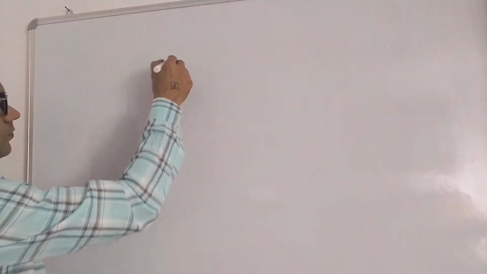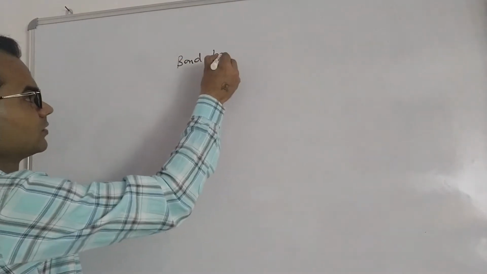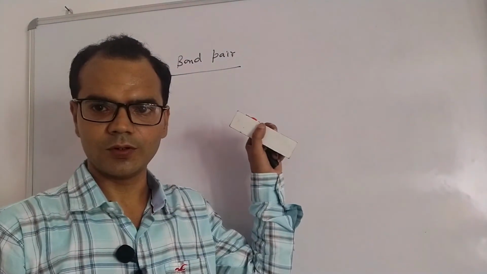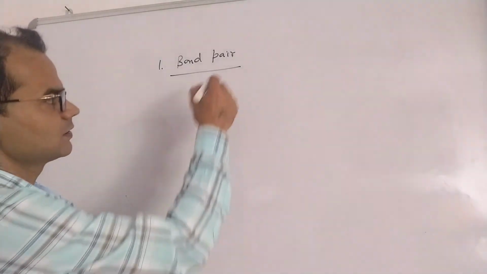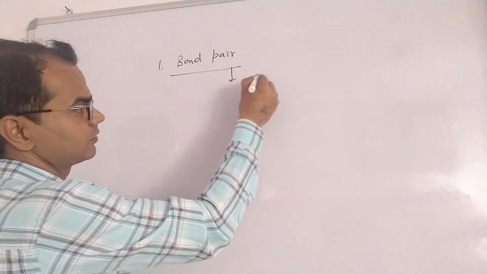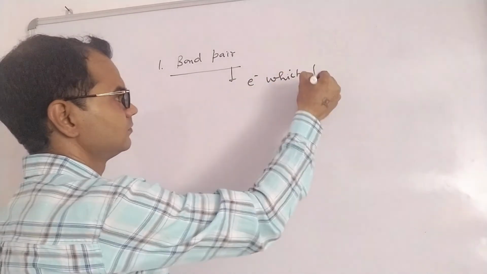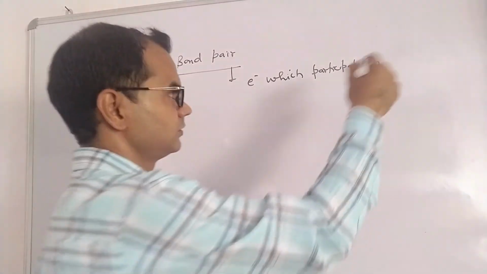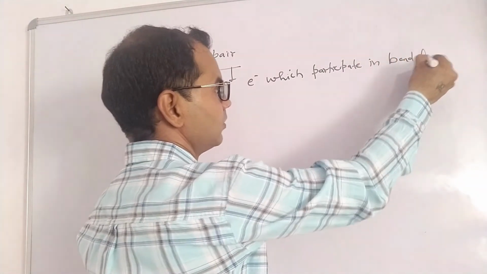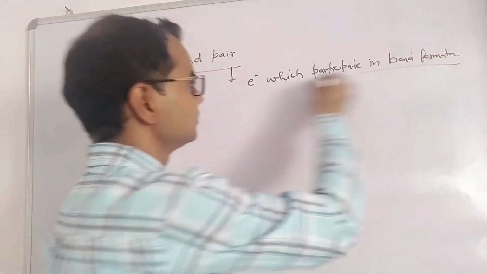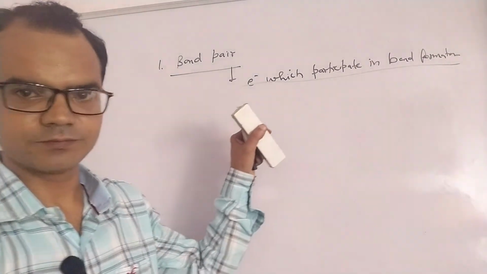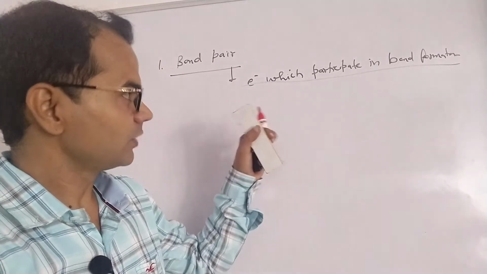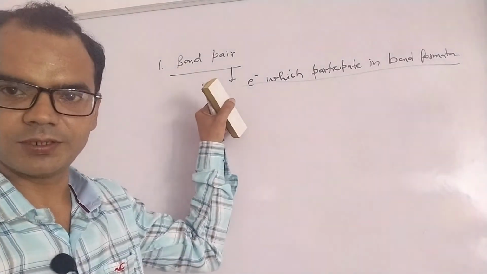Next is a bond pair. What is a bond pair? Bond pair means electrons which participate in bond formation. Electrons which participate in bond formation, they are counted and considered as a bond pair.